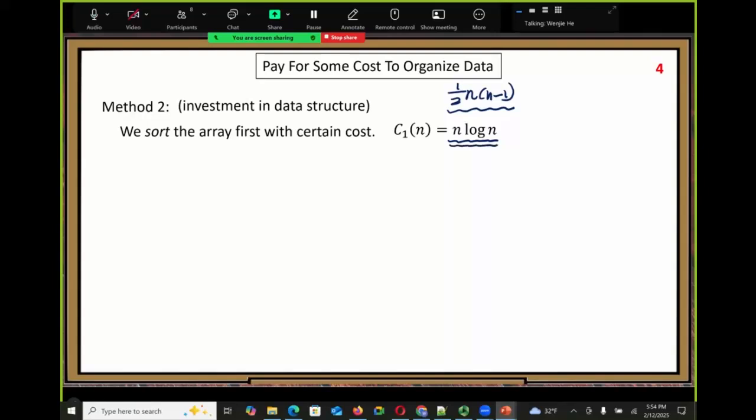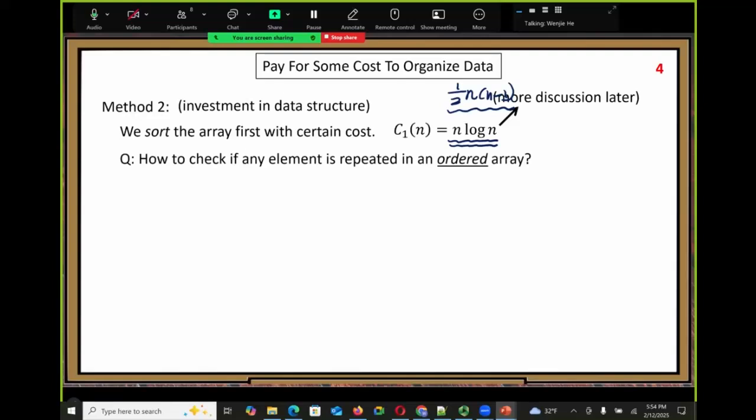Yeah, n log n. Here, let's assume we just use one of those better sorts. That's our first step. You can see that's the approximate comparison number, n log n.